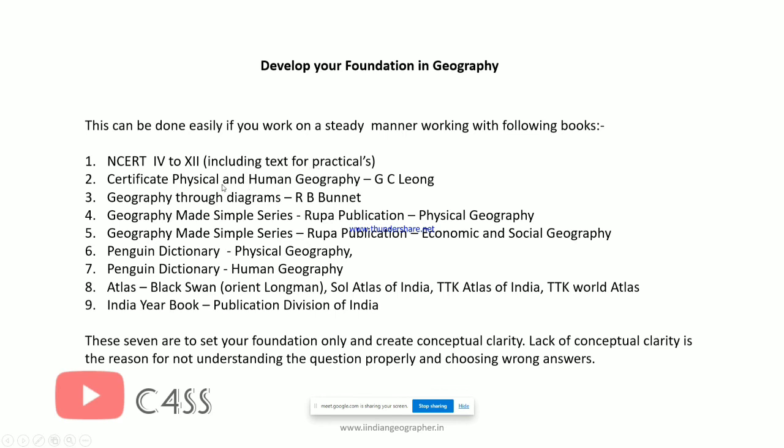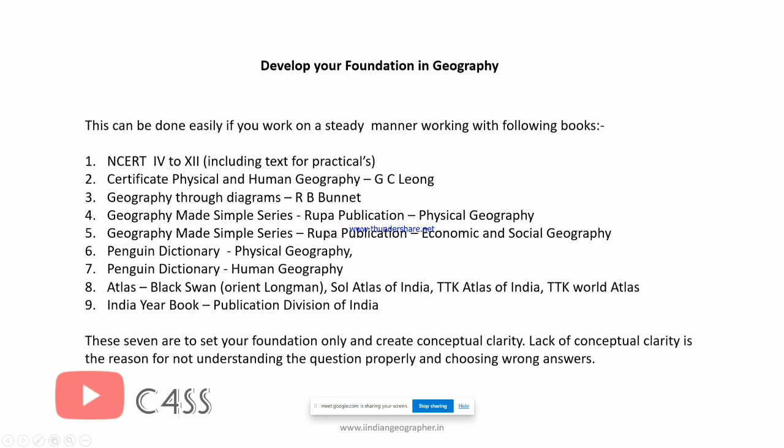Then the textbook that you are most familiar with, G.C. Leong's Certificate Physical and Human Geography, the book that can give you lots of diagrammatic explanations, especially on the physical geography part, right? That is by R.B. Burnett, right? Geography through diagrams. I think possibly it is Physical Geography through diagrams.